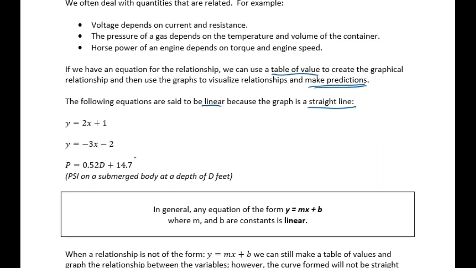And then you might not see it with the x's and the y's. You might see it with different variables depending on the application. So p = 0.52d + 14.7 is actually a linear relationship. You can think of the p as the y and the d as the x. But in the real situation, your pounds per square inch on a submerged body at a depth of d feet is modeled by that equation.